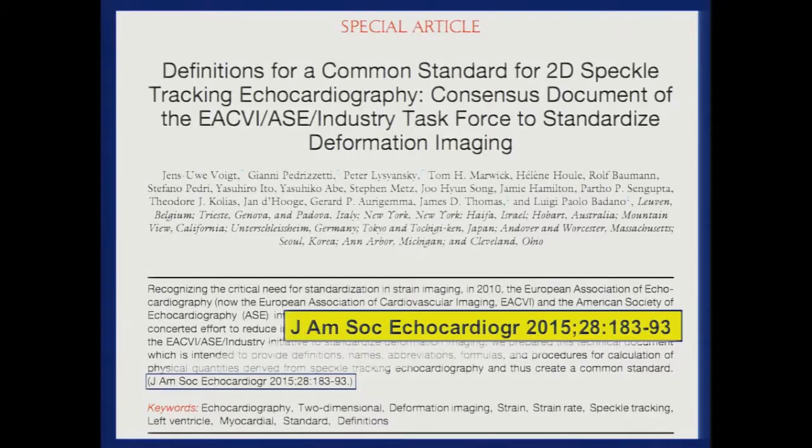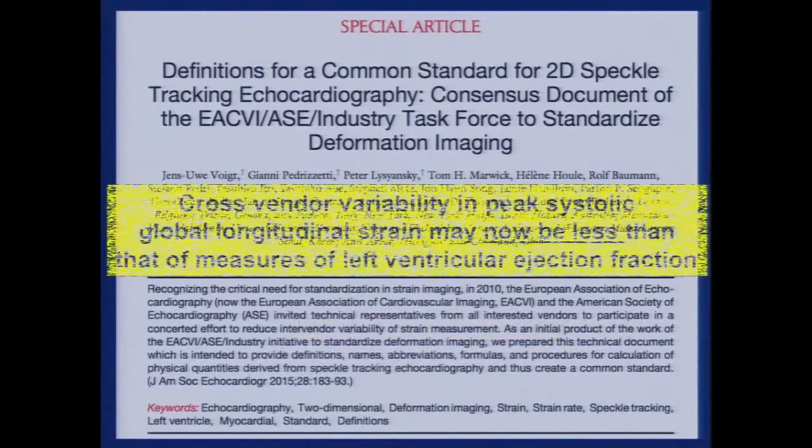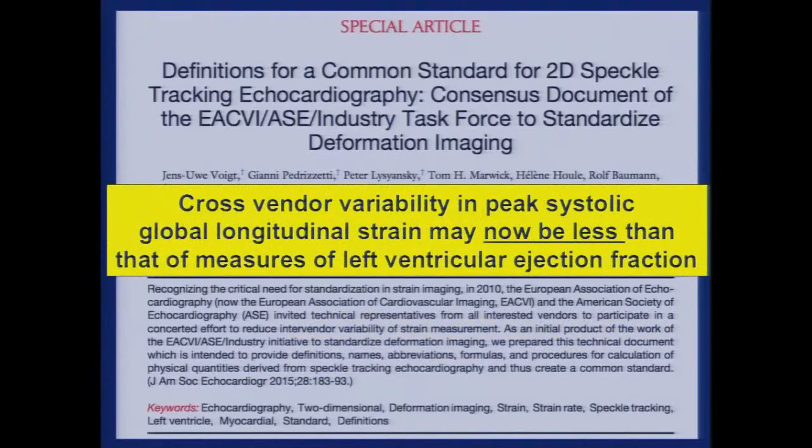And so the American Society of Echocardiography, in association with the European Society and individuals, came up with this strain standardization task force, where all these scientists and vendors came in a room for many, many years, duked it out because really no one wanted to play very nicely in the sandbox together, and really said, look, we need to have standardization if this is going to be a commercially viable clinical tool. And what I can say, and this is starting to come out in the literature in these 2015 documents, is that cross-vendor variability now in peak systolic global longitudinal strain may now be less than that of measures of LV ejection fraction.